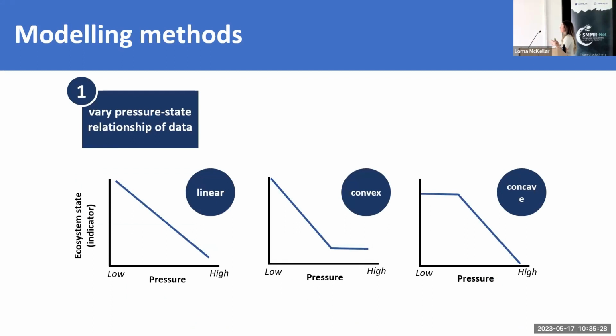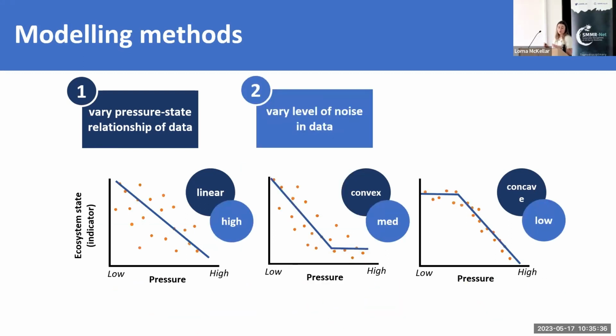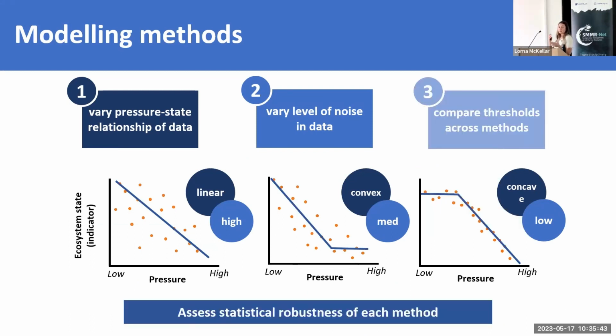So I'm starting off by generating 3 different types of pressure state relationship: linear, concave, and convex, and then varying the noisiness of that data as well to see how much of an influence that has on the threshold that's produced. And then compare across these different methods the differences in their thresholds, and hopefully that will give a much more in-depth evaluation of the statistical robustness, and that will then inform what method should be used moving forward when setting thresholds.